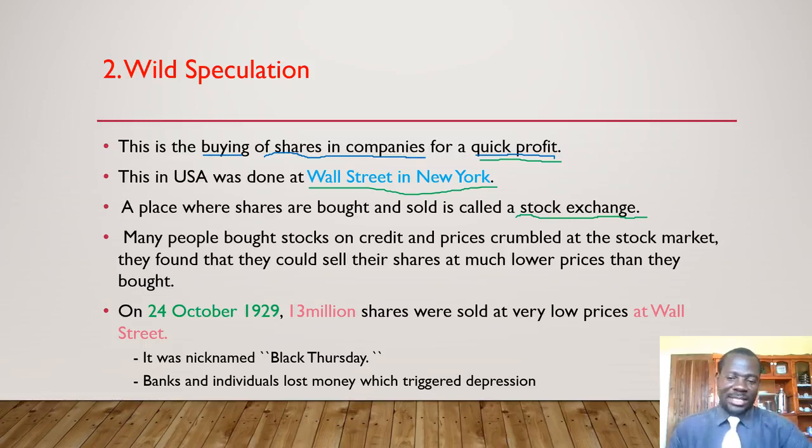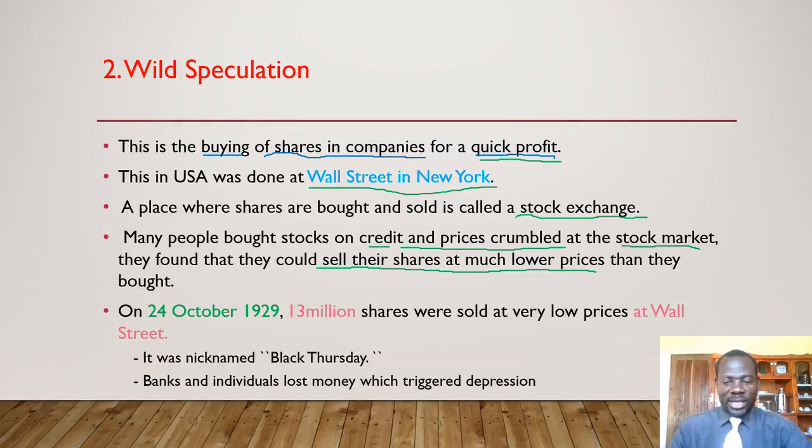Then someone decides to sell those shares, to say, let me have 200 kwacha on top. So that is what we mean there. People were buying and selling the shares of different companies at Wall Street. Now, many people bought stocks on credit, and prices crumbled at the stock market. So things did not work well, whereby the prices went down, and they found that they could sell their shares at much lower prices than they bought.